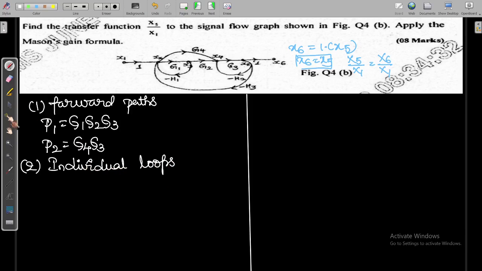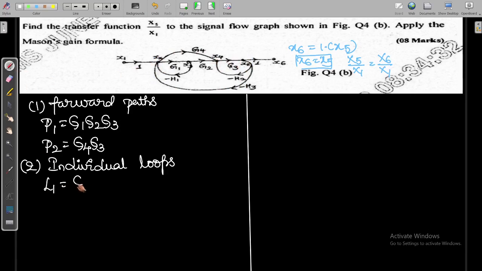Let us identify the individual loops. That is g1 into minus h1, that is one loop. g3 into minus h2 is another loop. Another loop will be g1, g2, g3 and minus h3, and another loop will be g4, g3 and minus h3. So how many? 4 loops are there.